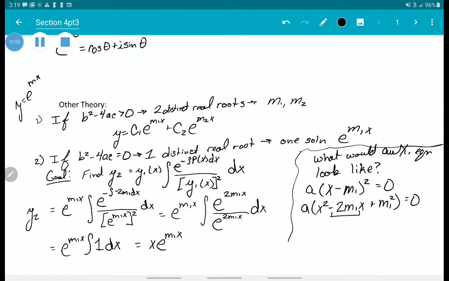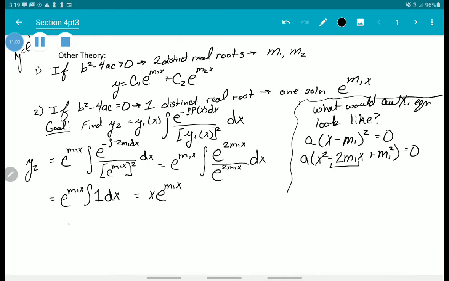So there's our y2. So our general solution would be equal to c1 e to the m1x. So there's our y1. Plus our y2, which is x times e to the m1x.